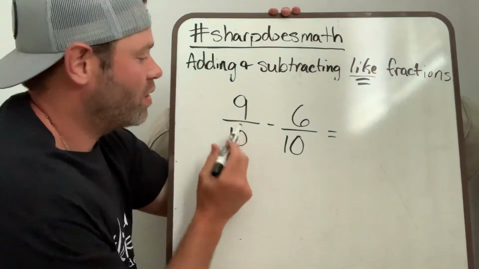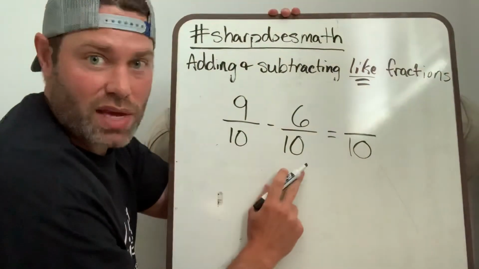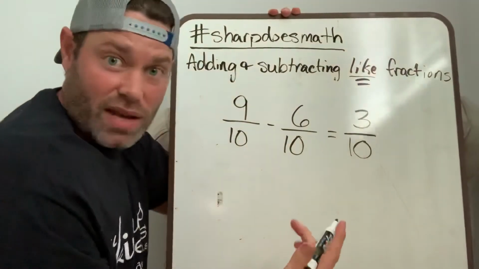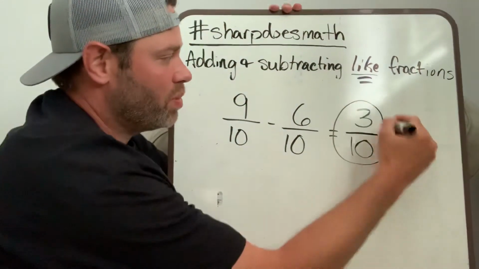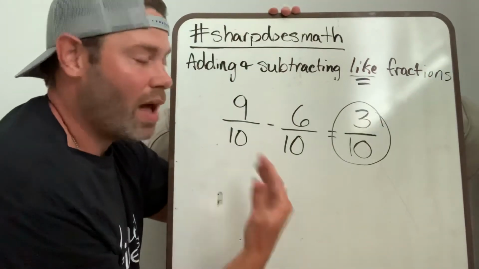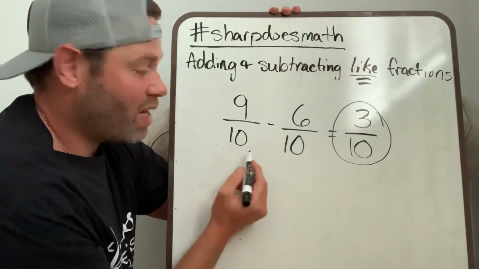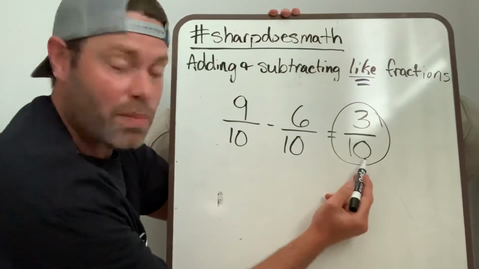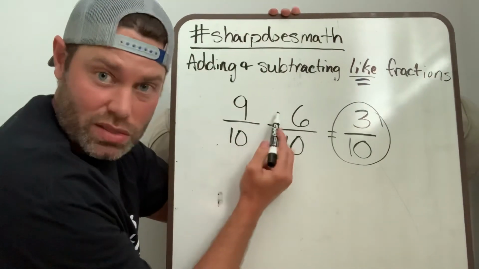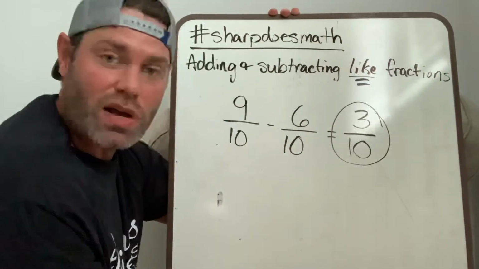That's it. So my 10 is going to stay as the denominator. We already have the same. 9 minus 6 is 3, and that's it. 3/10 is already in simplest form, so that's all you got to do. So adding and subtracting like fractions, you keep the denominator the same. So we had a 10 here, so our denominator is going to stay 10. You either add or subtract your numerators, and then you check to see if it's in simplest form. And then that's all you got to do.